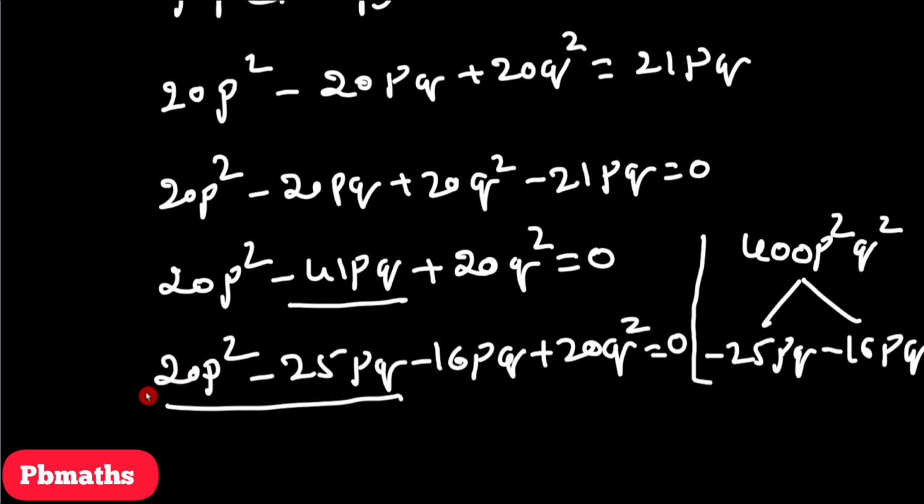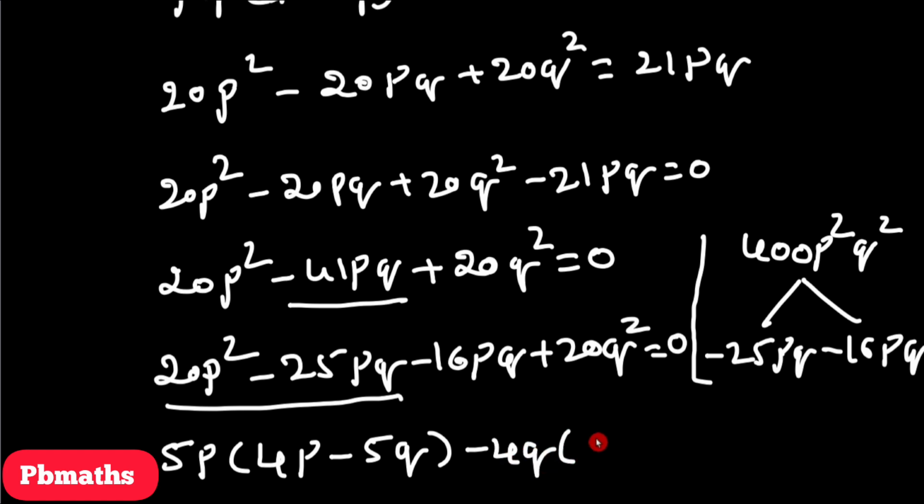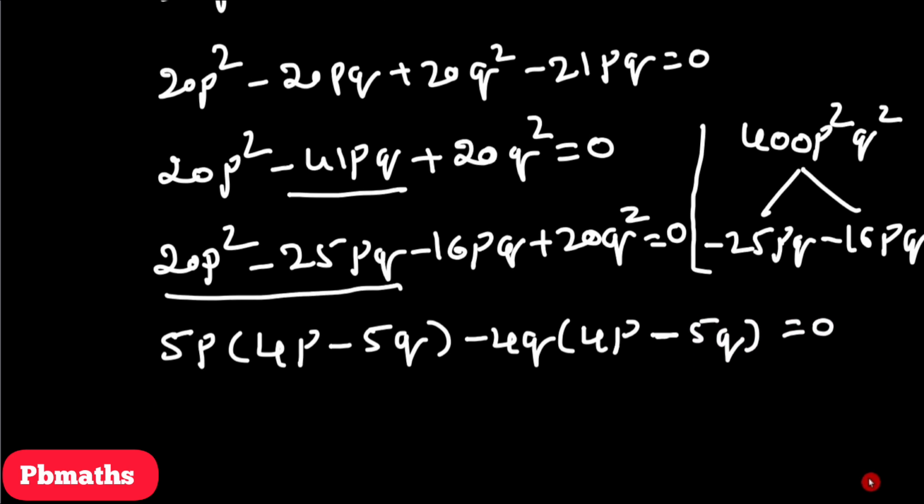Further, we can factor out 5p in the first two terms. If we factor out 5p, 4p remains in the first term, then minus 5q in the second term. Similarly, let's factor out minus 4q in the other two terms. If we factor out minus 4q, we get 4p here and minus 5q here, equals 0.